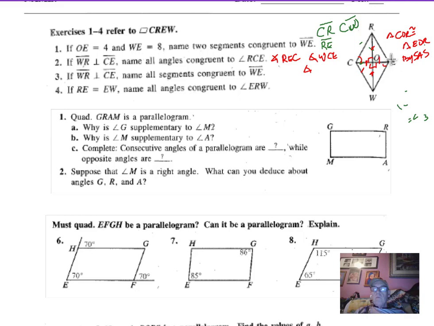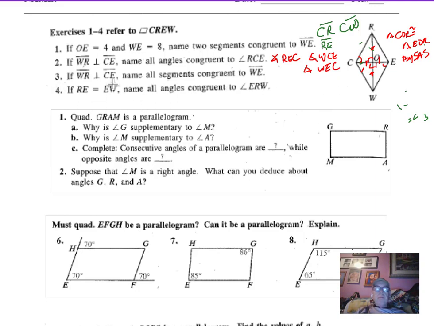RCE, REC, WCE, and WEC. Those are all going to be the congruent angles, because by side angle side, with vertical angles and with these being bisectors and setting up congruent sides, these all are congruent by side angle side.